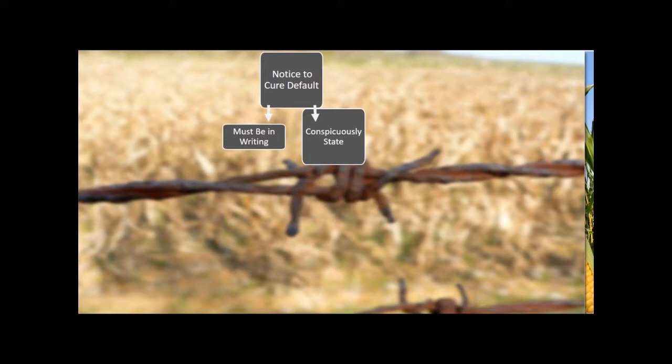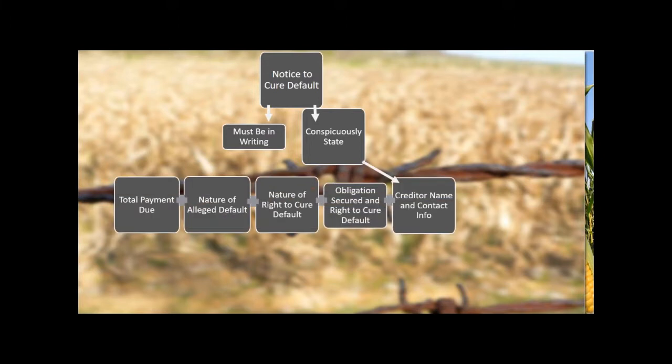And the notice has a lot to it. The notice here has to be in writing. It has to conspicuously state, so you have to make sure it's in a larger font or something like that that makes it clear to the borrower. It has to have the creditor's name, address, telephone number, or other person to which the payment would be made. It has to have identification of the obligations secured by the mortgage, explain the nature of the right to cure, and have a statement of the nature of the alleged default.